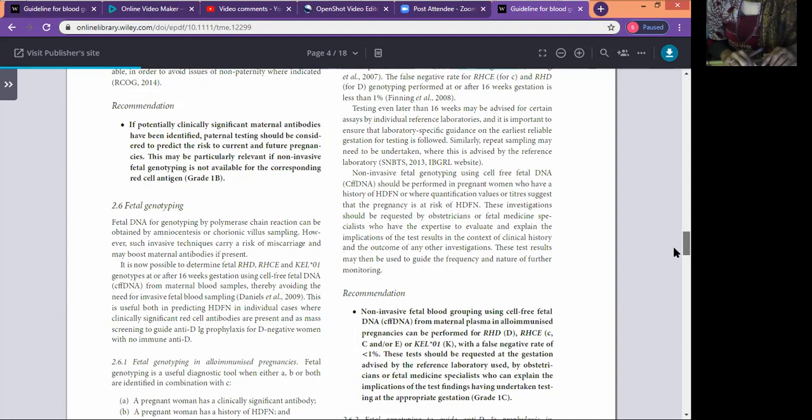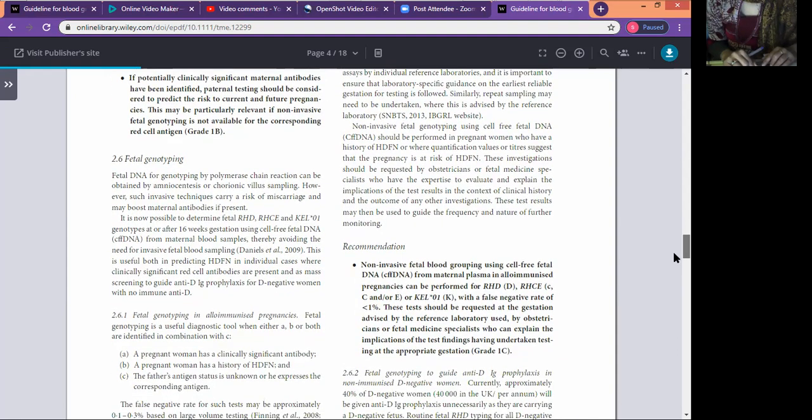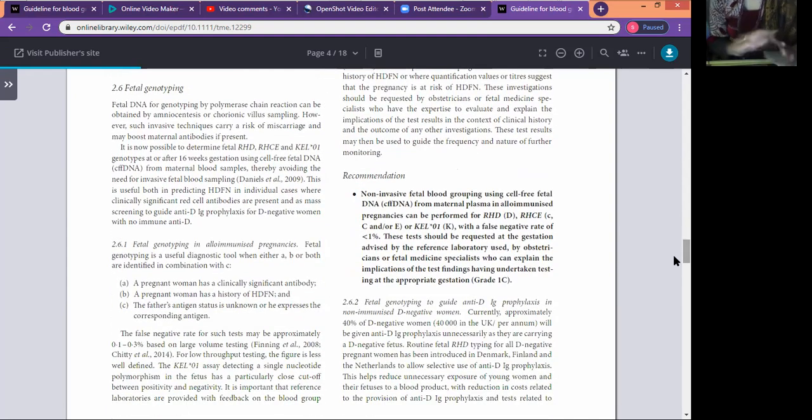So regarding which antigen we want to get the assay done for, we need to specify this. At the current time, mostly the D, small c, and Kel antigens are the ones routinely offered by these labs for cell-free fetal DNA testing. And of these, the Kel type has a particularly close cutoff between positivity and negativity.